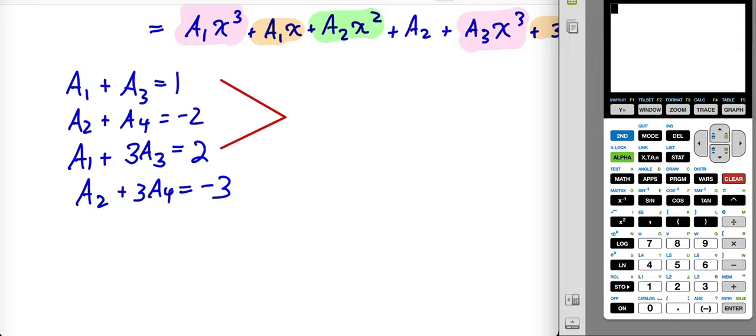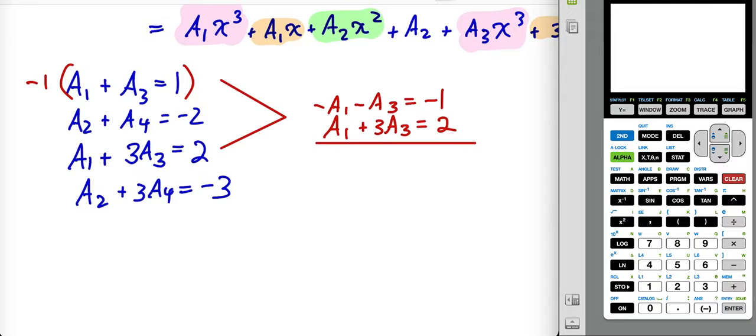These two. I will negate the first one. So negative a1 minus a3 equals negative 1. Then I'll have a1 plus 3a3 is equal to 2. Put it together, and you get 2a3 is equal to 1, which means a3 is 1/2. Which means a1 is 1/2 because a1 plus a3 has got to be equal to 1. If one of them is 1/2, so is the other.